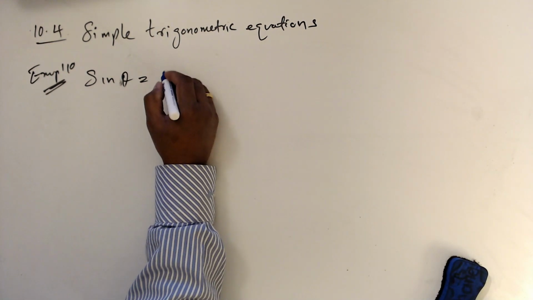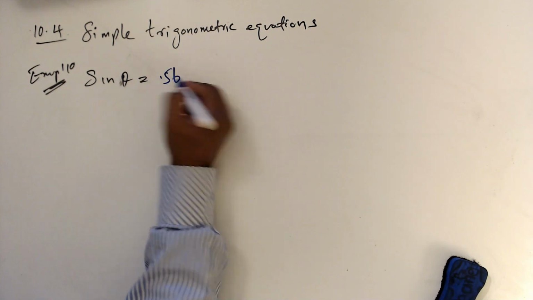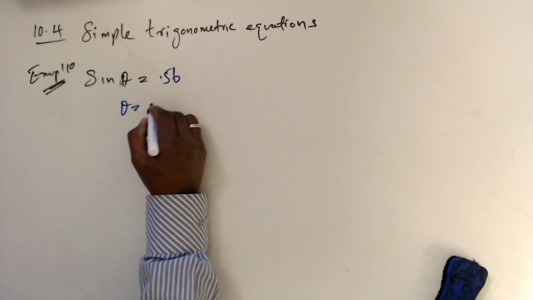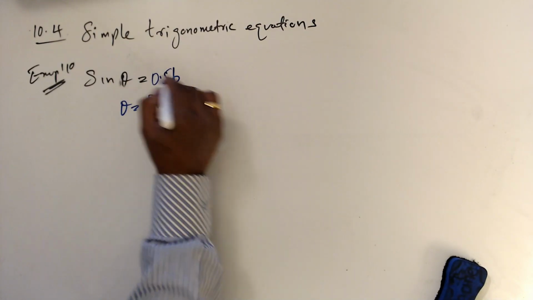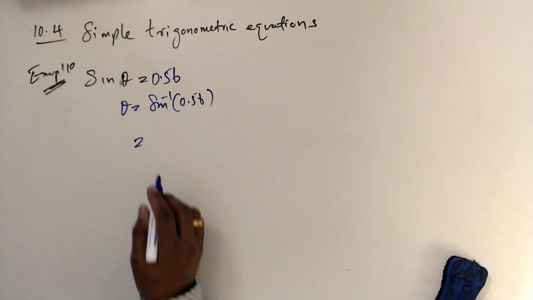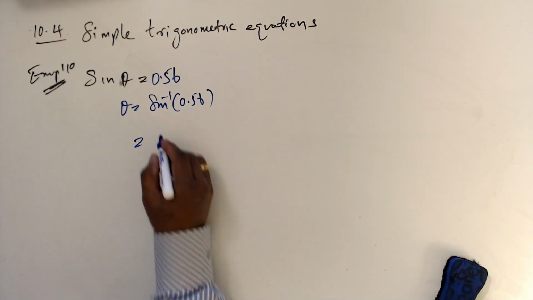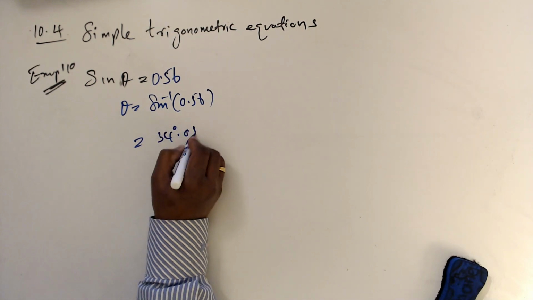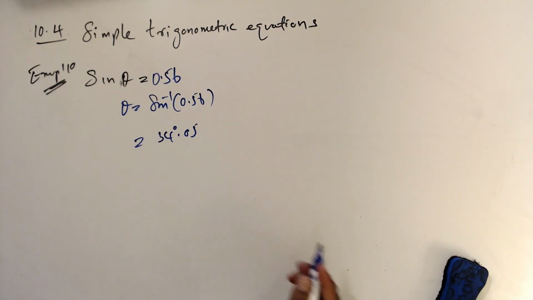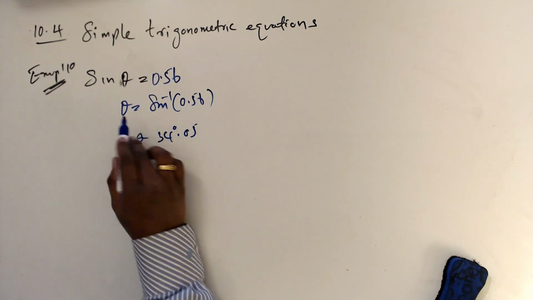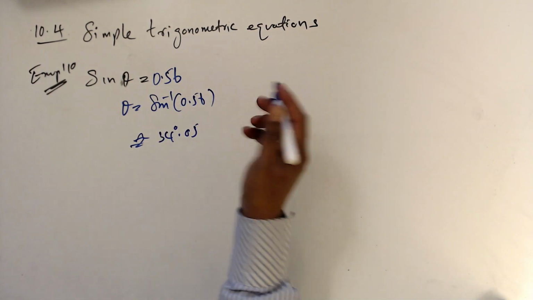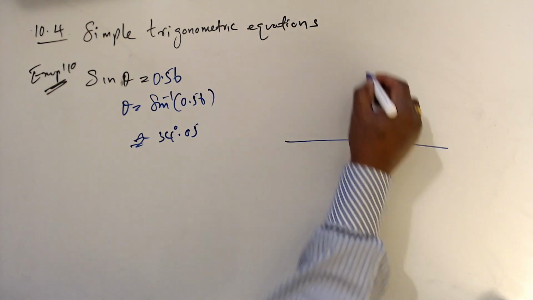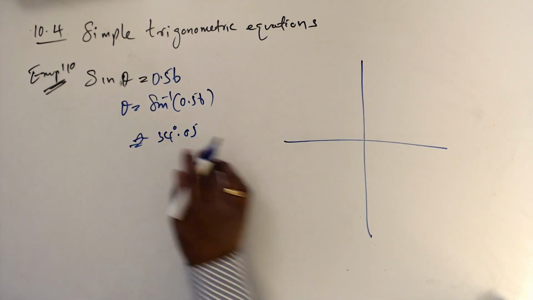Let's say sine theta is 0.56. Then theta equals sine inverse 0.56. So what is the angle? Approximately 34.05. So how do you find it? Shift sine, this number, enter. Draw this one, take this number.